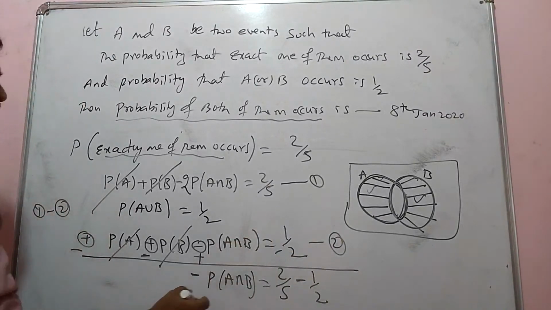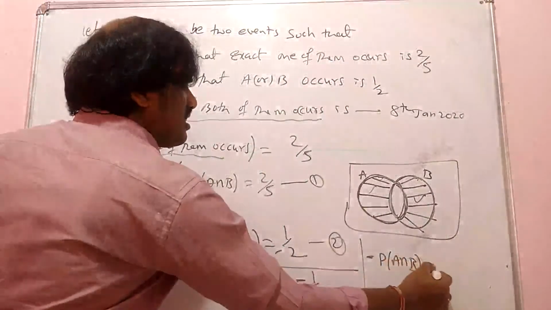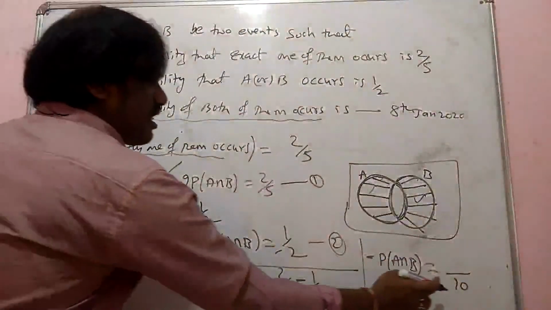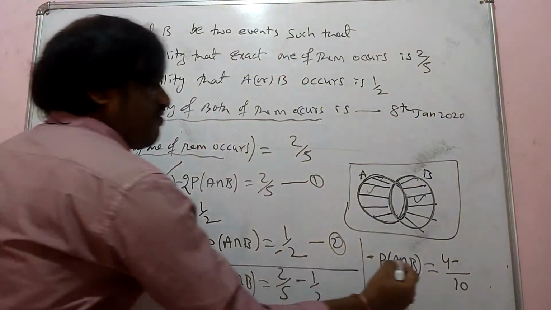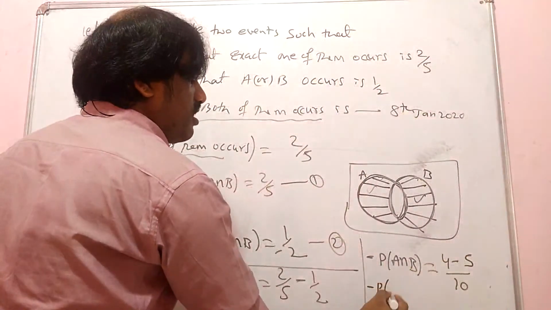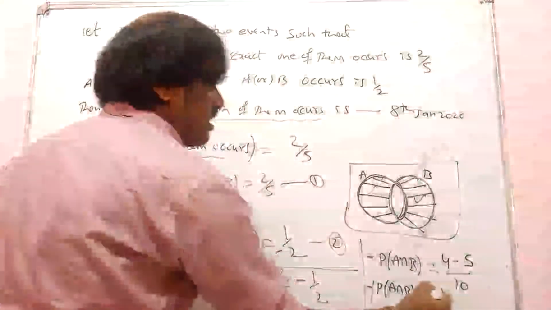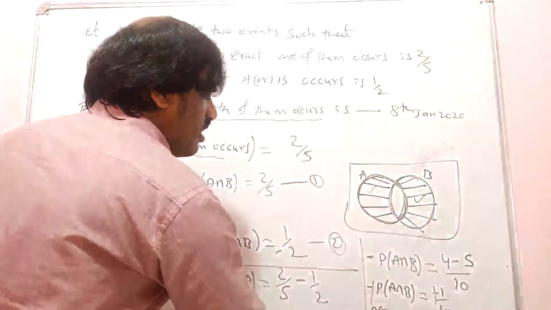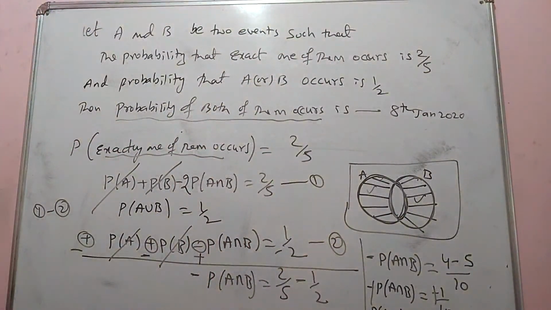So I get minus probability of A intersection B, which is what is asked for, both. You can take the LCM of 5 and 10. 5 twos are 10, so 2 times 2 is 4, minus 2 fives are 10, 5 ones are 5. So minus probability of A intersection B is equal to minus 1 by 10. Minus minus gets cancelled. So probability of A intersection B is 1 by 10. 1 by 10 is the right answer.